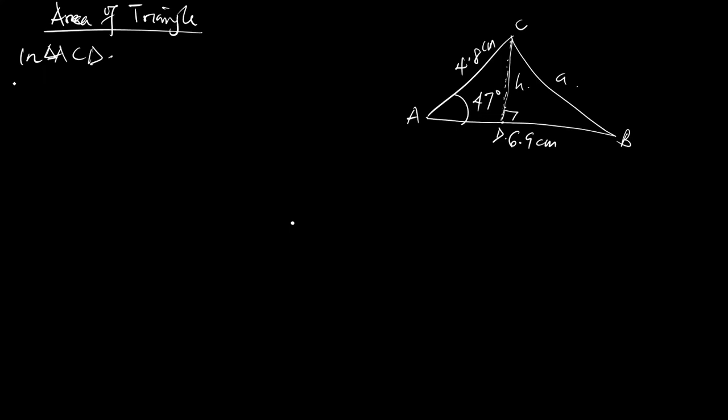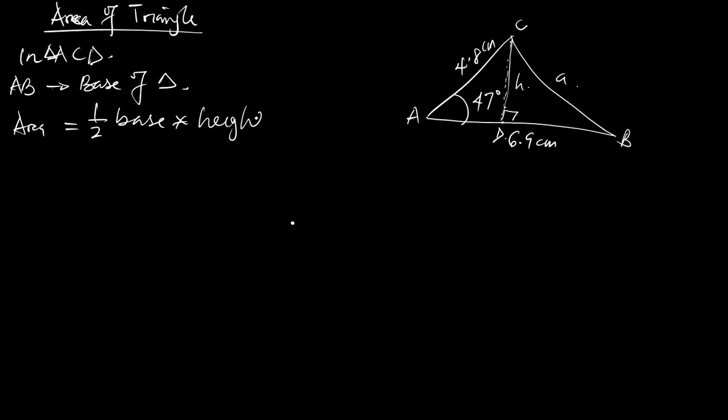So, in this case, we made AB the base of the triangle. Now, we can say the area of the triangle is equal to half base times height. And the base is already given as C, small letter c, times h as height.